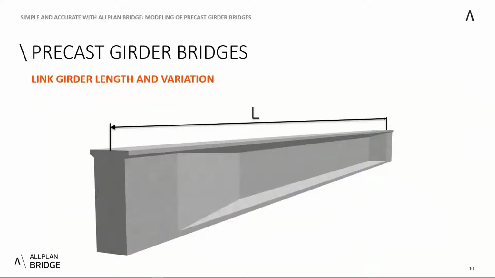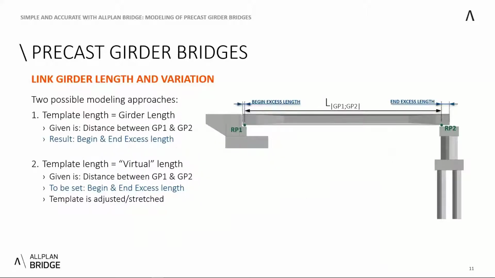Especially when the section of the girder varies along the girder length and when for modeling templates are being used. Why? Because we do not know the exact length of the girder when modeling the template. The technology we have implemented allows both, either that the length of the template is same as the girder length, or that the length of the template is virtual and that the girder length is specified when positioning it on the substructure. In this case, we could say that the girder length is adjusted, or let's say stretched.